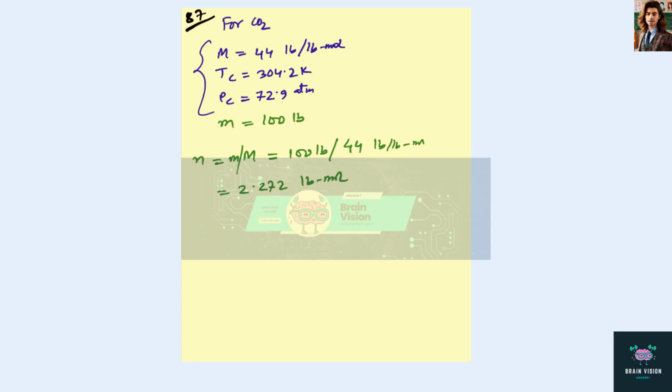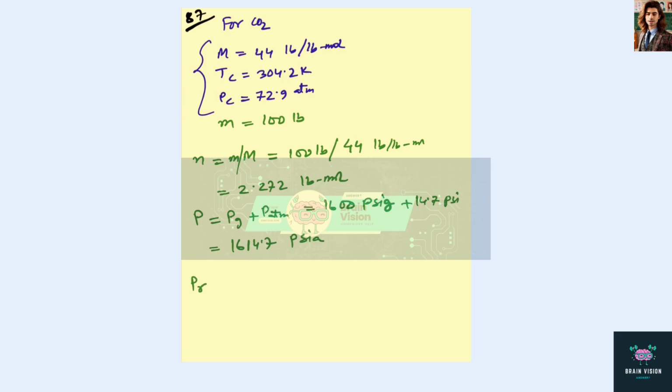It is given that the pressure is gauge pressure, therefore let's convert it to absolute pressure by adding 14.7 pounds per square inch. Therefore pressure is equal to gauge pressure plus atmospheric pressure, 1600 plus 14.7, which gives us 1614.7 pounds per square inch.